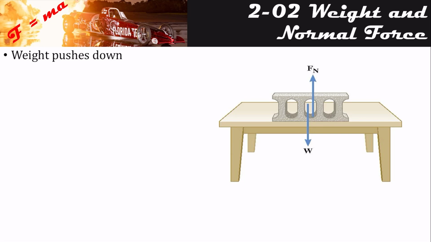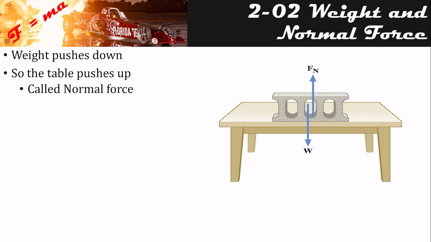In this case, with the brick on a table, the weight is pulling the block downwards, but the table pushes up. That upwards force is the normal force. And that's from Newton's third law. So the block pushes down on the table, so the table pushes up on the block. It's the equal and opposite reaction force. And it has to be there. The normal force has to be there, or else the block would go through the table.